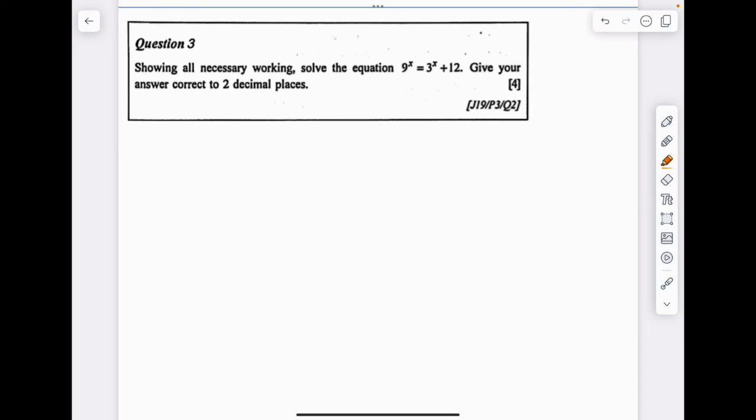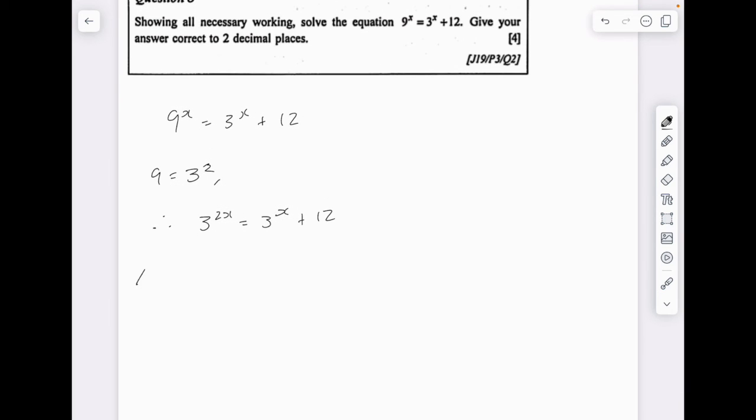Alright guys, last question here, pretty easy to be fair. So we've got 9^x equals 3^x plus 12. Answer correct to 2 decimal places. So, the way we're going to do this is the following. 9 is equal to 3 squared, so I can say this is the same thing as saying 3 to the 2x equals 3 to the x plus 12.